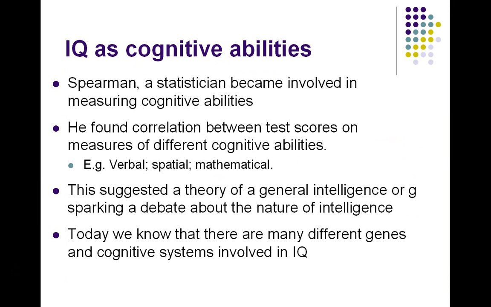Today we know that there are many different genes and cognitive systems involved in what we call IQ, what is measured. And not all are necessarily correlated in every individual, although the average person tends to score average across all of them.